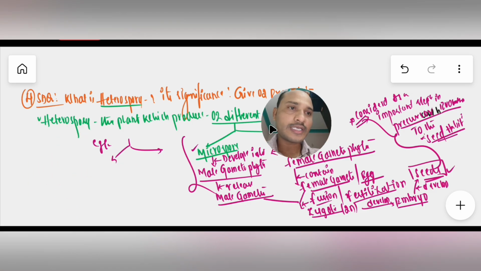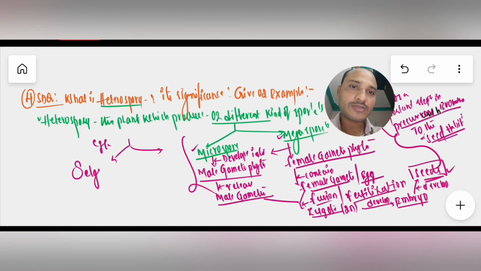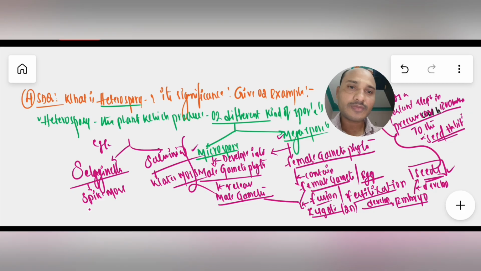One is Selaginella, and another one is Salvinia. Selaginella is also known as spike moss, and Salvinia is also known as water moss. Remember, spike moss and water moss. So Selaginella and Salvinia are the best examples for heterosporous.